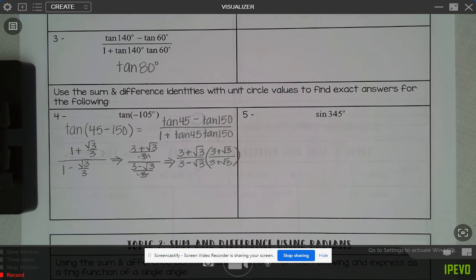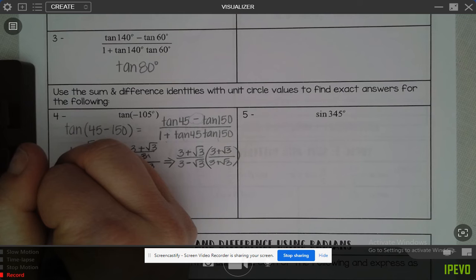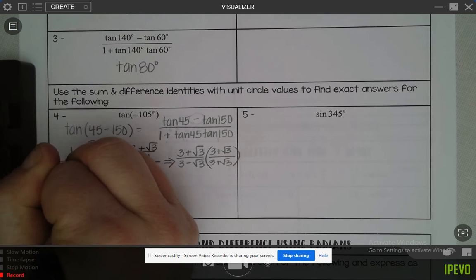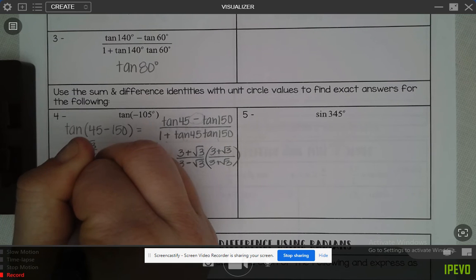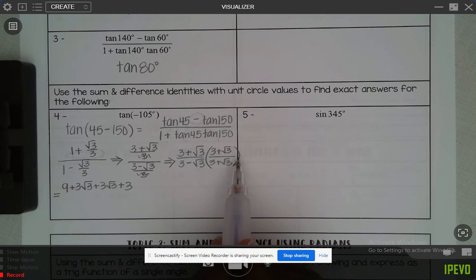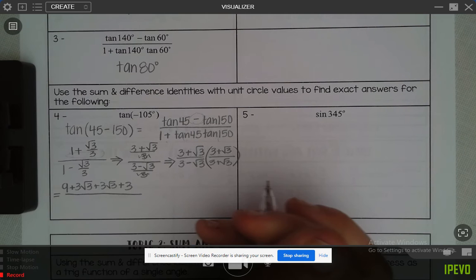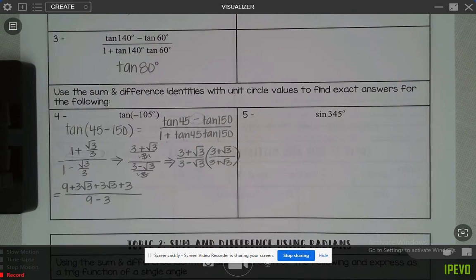No pressure. Now you just have to distribute. So I have 9 plus 3 radical 3 plus 3 radical 3 plus 3. All I did was distribute the top. Yeah? If I'm going too fast, tell me to slow down. Divided by 9 minus 3. Remember, in that denominator, you multiply the first two and multiply the last two. We all good there?